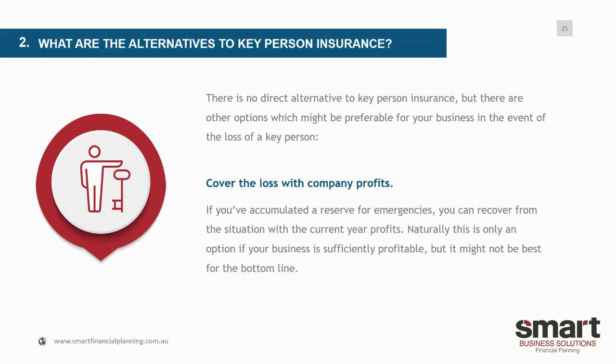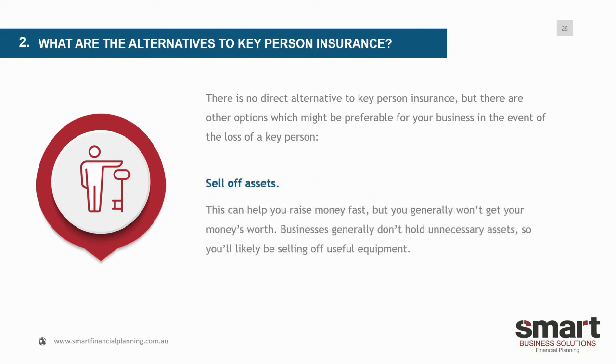If you've accumulated enough reserves for emergencies, you might be able to recover from the situation within a year of, say, a current year of profits. But naturally, it heavily depends on the value that this key person brings to the table. The other thing you might be considering would be having to sell off some assets to help raise some money fast, but you may not get your full value. So I put the alternatives there because, again, as I said earlier, this type of insurance is not cheap.